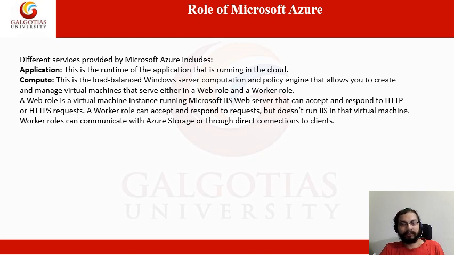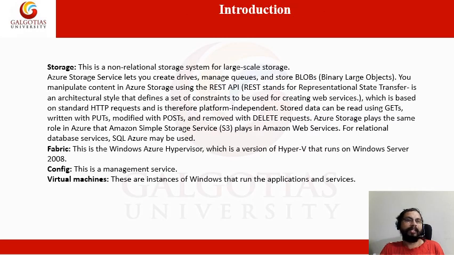which will accept and respond using the HTTP protocol according to the request we provide. The worker role can accept and respond to a particular IaaS component of that virtual machine. The worker role can communicate with Azure storage through some direct connections with the client. Based upon this, Amazon has the storage capacity and is concerned with virtual machine techniques, while Azure has non-relational, large-scale storage.